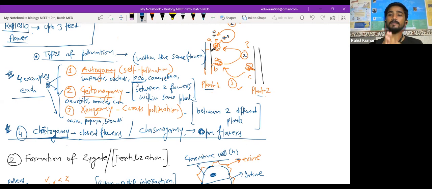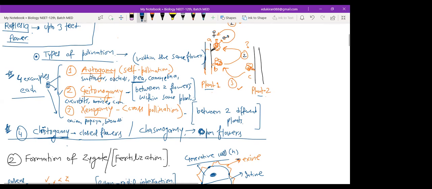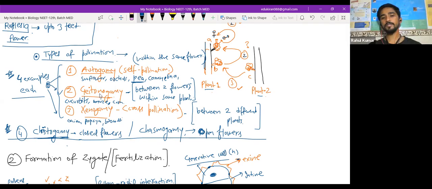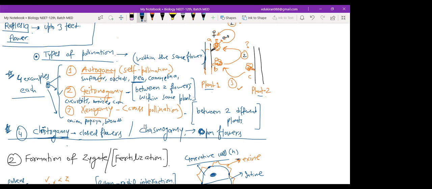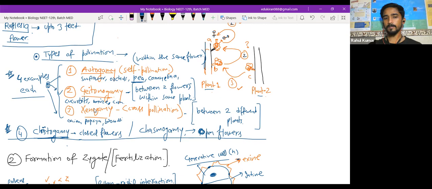So in a cleistogamous flower, what is the only possibility that is allowed? Autogamy. Clearly, it will never allow geitonogamy nor xenogamy. Is it clear? Yes, sir. But in a chasmogamous flower, all are possible.